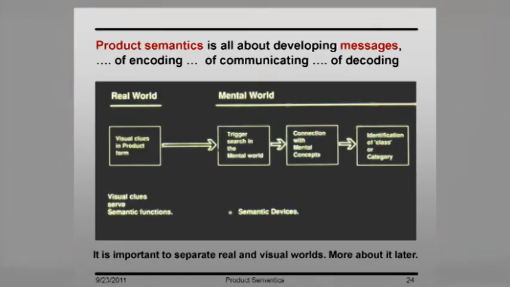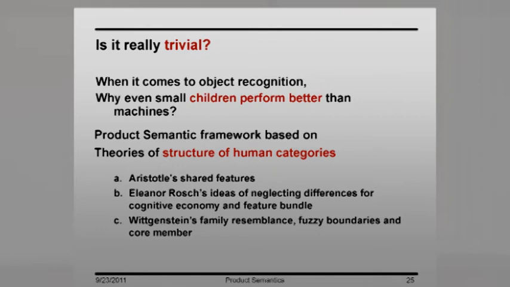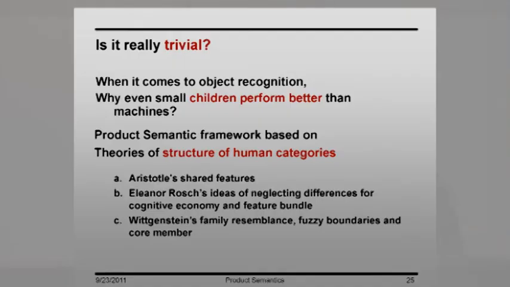Okay. This is something which is not trivial, that is the point that I am making, that children even now perform better than machines. And the reason is that the way we process information is very different from the way the machine processes information. Okay. And I will explain some of this, and my entire idea of semantic product semantics is based on this theory. Okay. These are called categorization theory, and there are three major exponents of that.